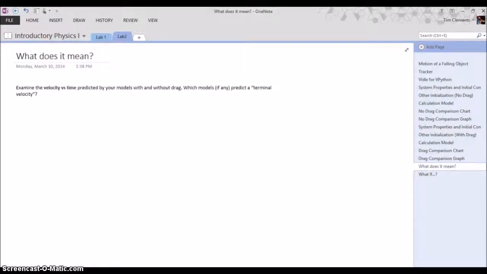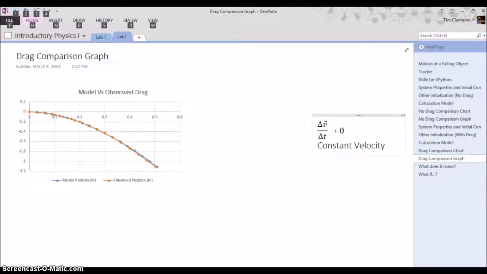What does it mean? Examine the velocity versus time predicted by your models with and without drag. Which models, if any, predict a terminal velocity? The model including the drag force appears to predict a terminal velocity because the change in velocity over the change in time is nearing 0, which would mean it would have a constant velocity.